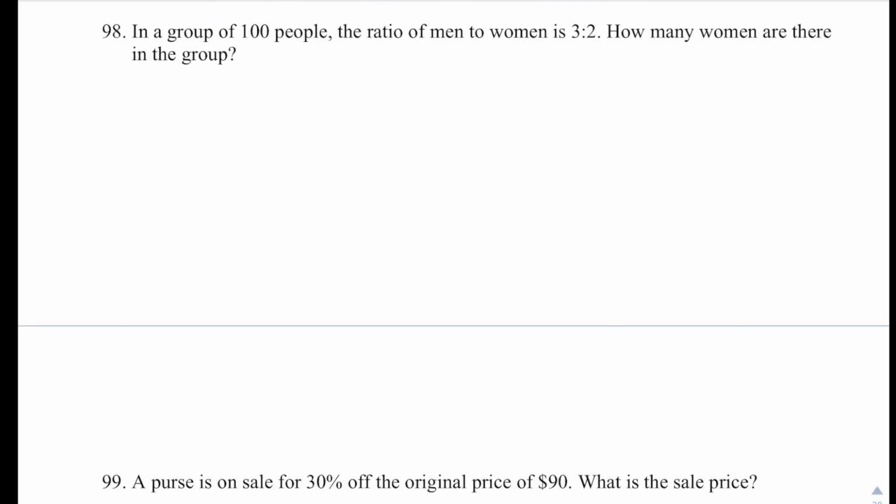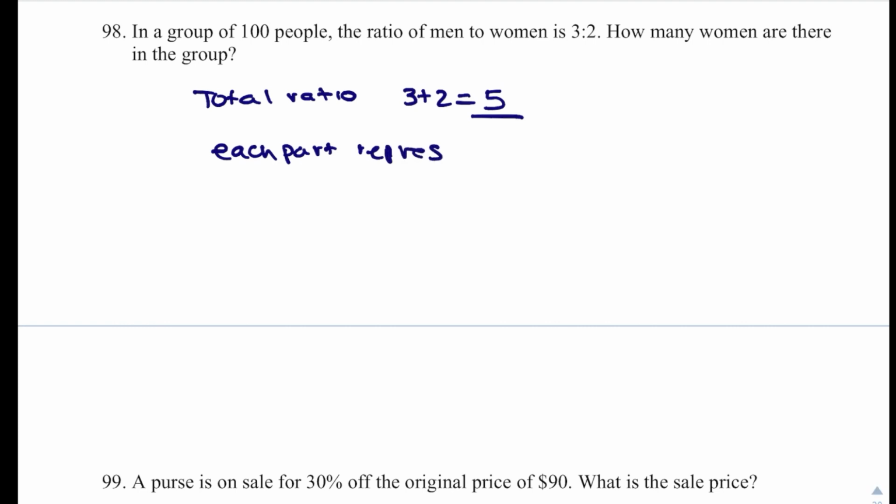In a group of 100 people, the ratio of men to women is 3 to 2. How many women are in the group? So the total ratio of men to women is 3 plus 2 equals 5. So 5 is the total ratio. So each part represents the total number of people, which is 100, divided by the total ratio, which is 5. So that's going to equal 20 people. So each part of this ratio is 20 people.